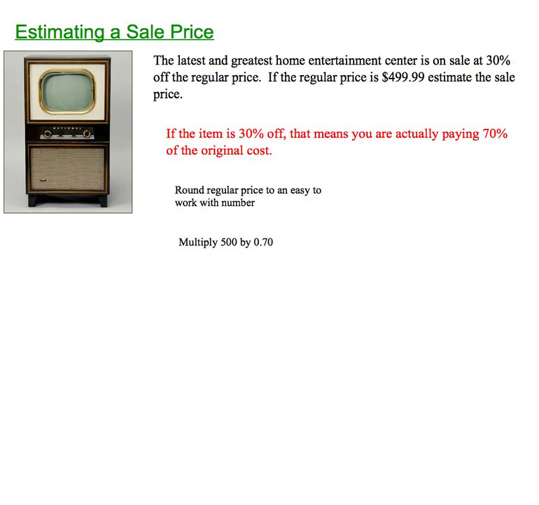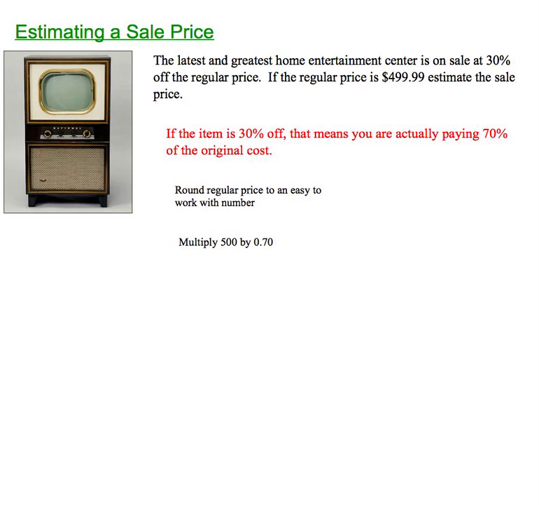If you want to go out and get the latest and greatest home entertainment center like the one you see pictured here, it's on sale at 30% off the regular price. If the regular price is $499.99, estimate the sale price. So here's where it can get tricky. Well, it's 30% off. What does that mean?